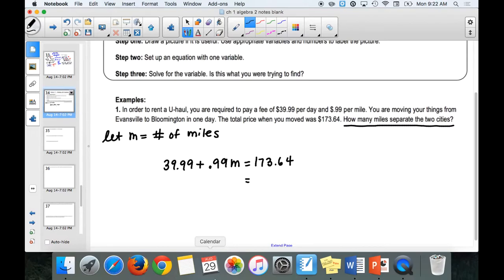All right, so if I subtract $39.99, I'm really going to subtract $40, and then I'm going to add in a penny. That's the easiest way to do that. So if I subtract 40, I have 133, and then I'm going to have 65. And then I divide out the 99 cents, so a little bit harder to do. So we'll use the calculator. So we get m equals 135 miles.